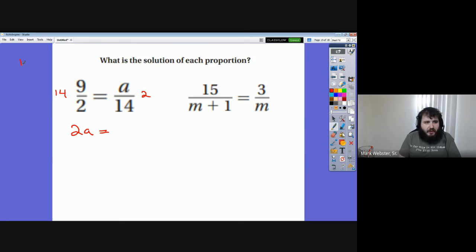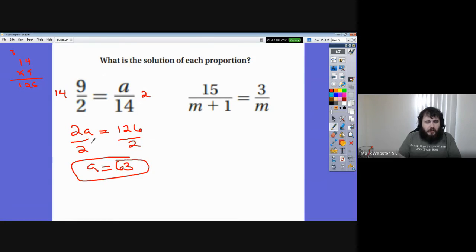14 times 9. 9 times 4 is 36. 1 times 9 plus 3 is 12. And we can divide both sides by 2. We get 63. And again, if you look, 63 over 14, if we were to simplify that down, divide the top and the bottom by 7, we better get 9 over 2, right?